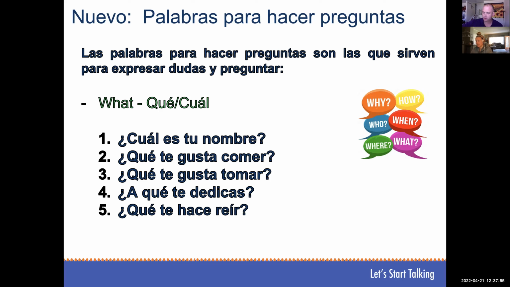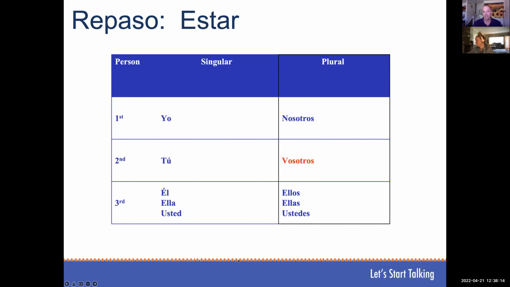¿Qué significa reír? Reír is to laugh. What makes you laugh? ¿Qué te hace reír? Los animales. Perfecto. Okay, let's review the verb estar. So remember, it means to be, but it's irregular. So how can you conjugate it here?